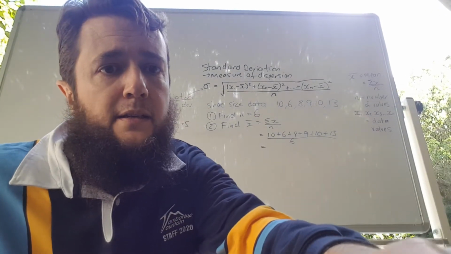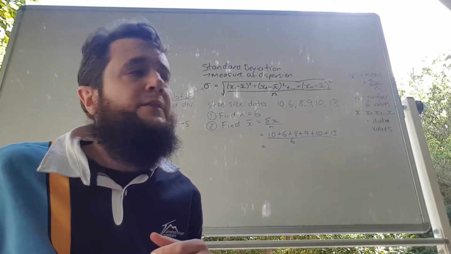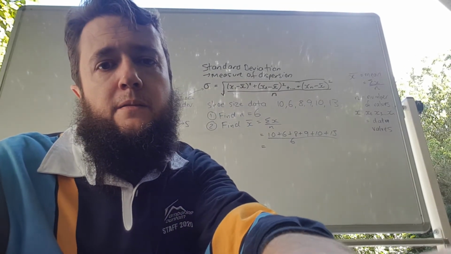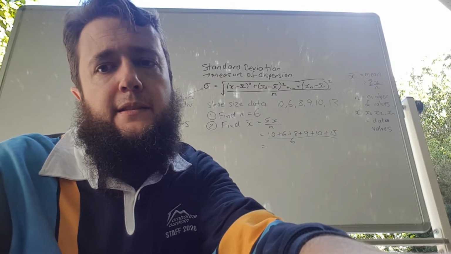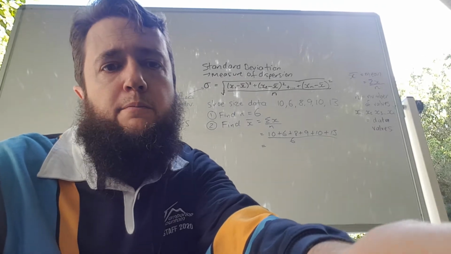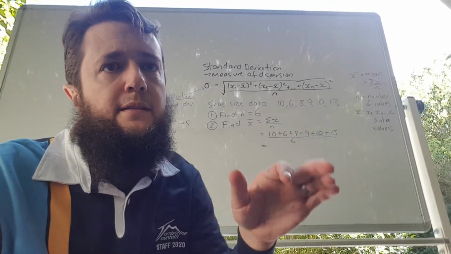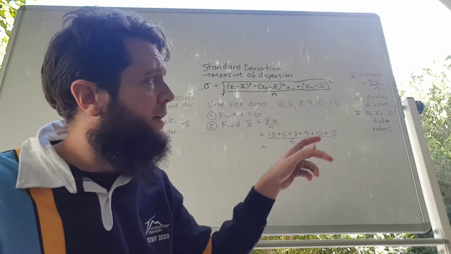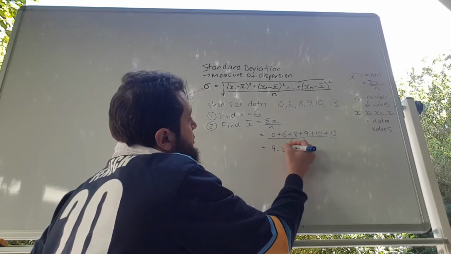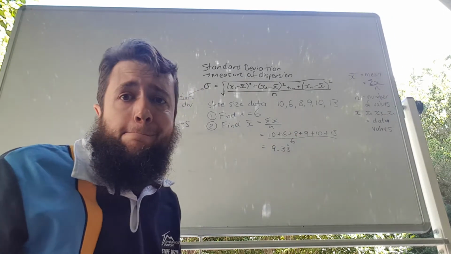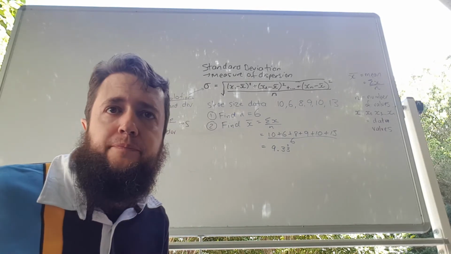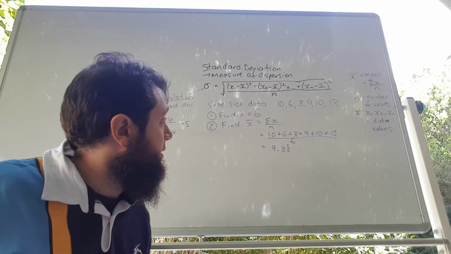So the mean is going to be, I'm actually just pulling up Excel quickly, 10 plus 6 plus 8 plus 9 plus 10 plus 13 divided by 6. 10, 6, 8, 9, 10. Yep. And it's telling me 9.33 recurring. All right. So to be accurate, I will retain the recurring on it for now. Now I'm ready to use the formula.